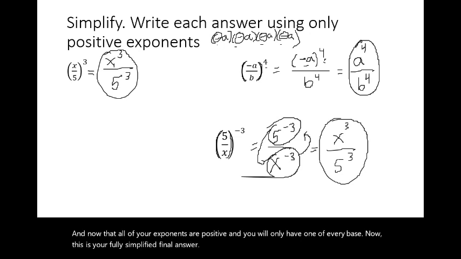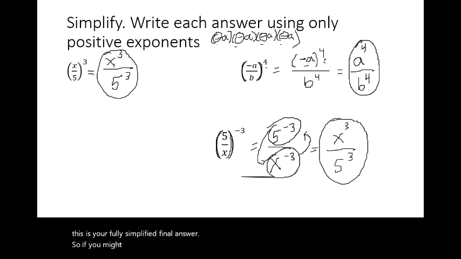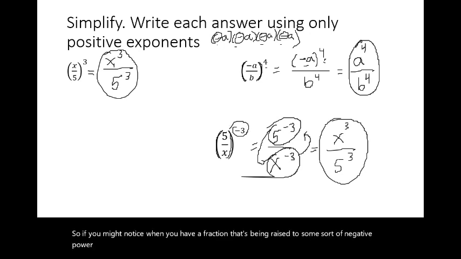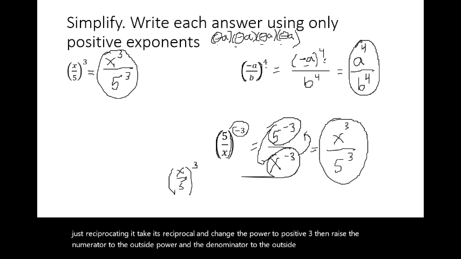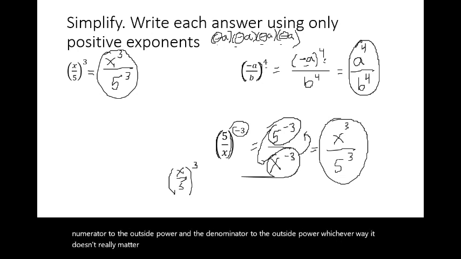If you notice, when you have a fraction that's being raised to some sort of negative power, it just reciprocated it. So another way you could have done this is to take its reciprocal and change the power to a positive 3, then raise the numerator to the outside power and the denominator to the outside power. Whichever way, it doesn't really matter. You arrive at the same answer regardless. There's just a little shortcut you can use if you picked up on that and want to use it.